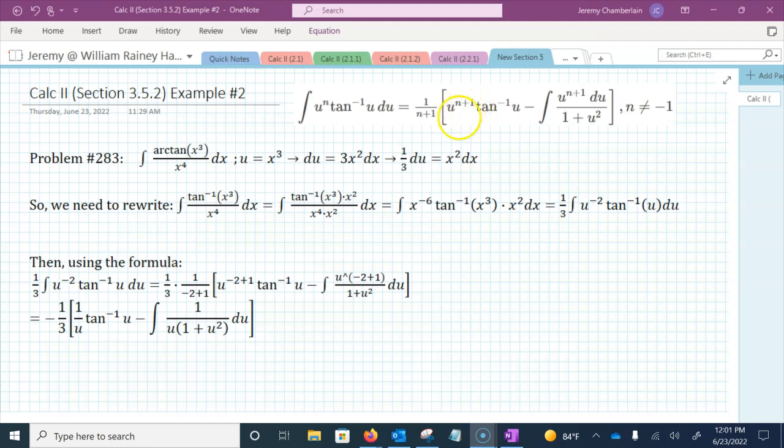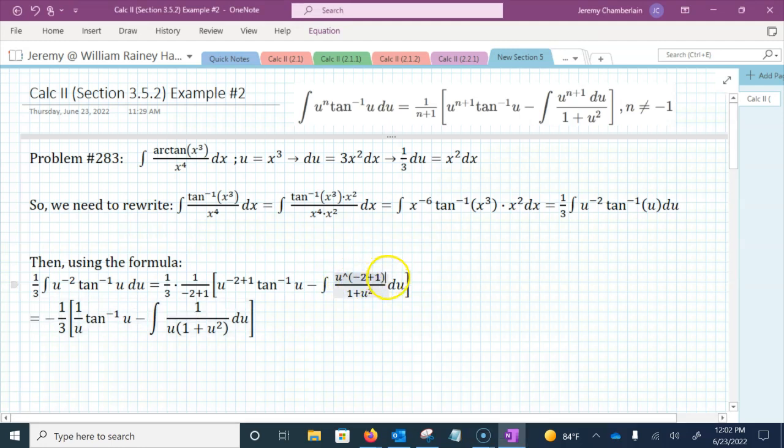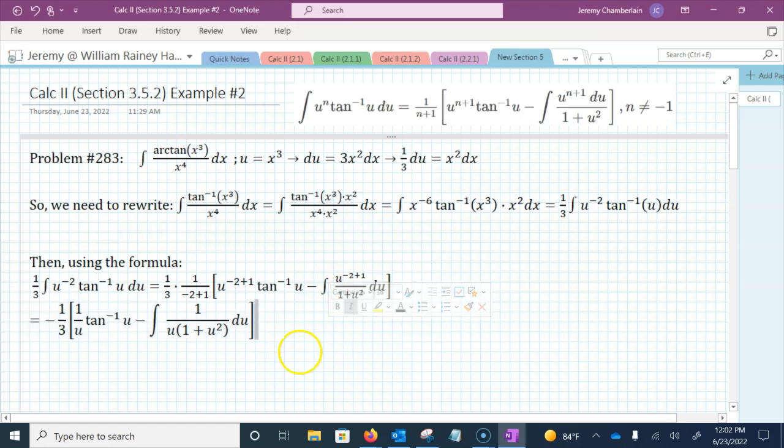U to the minus 1 is 1 over u. Okay, so there's the u to the minus 2 plus 1. Inverse tangent of u. Okay, so that's going to show up as a 1 over u inverse tangent of u, right? Because this is u to the minus 1. Minus the integral of u squared, quantity u to the power of 2 minus 1. Okay, but this is going to be 1 over u. So because u to the minus 1 is 1 over u. And here's the 1 plus u squared in the denominator. So here we've got it this far.